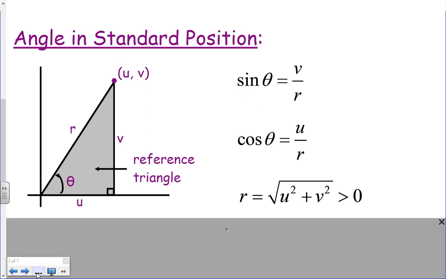And as you can see there, r is just the hypotenuse of this right triangle. We can actually use our Pythagorean theorem to come up with what that distance is. r is going to be the square root of u squared plus v squared, and r is always going to be positive. When we're working with our definitions of our trig functions for angles measured in standard position, r is a positive value. u and v, on the other hand, could vary depending on what quadrant this point is marked in. In the first quadrant, we'll see that u and v are both positive, but in other quadrants, one might be negative and one might be positive, or they might both be negative.